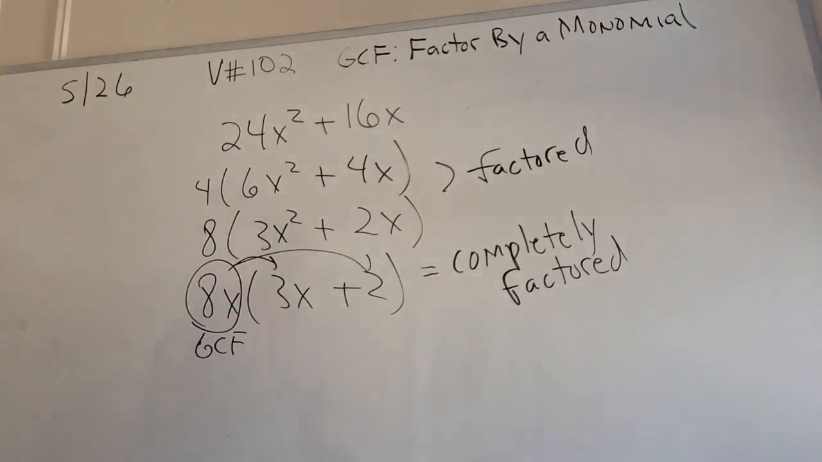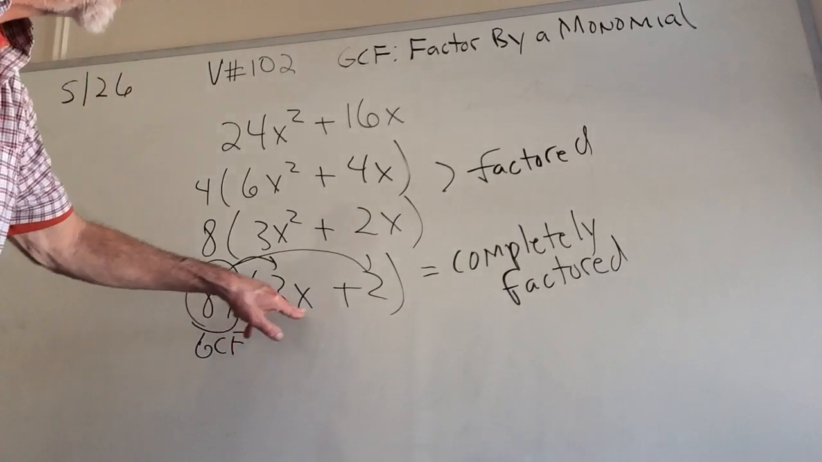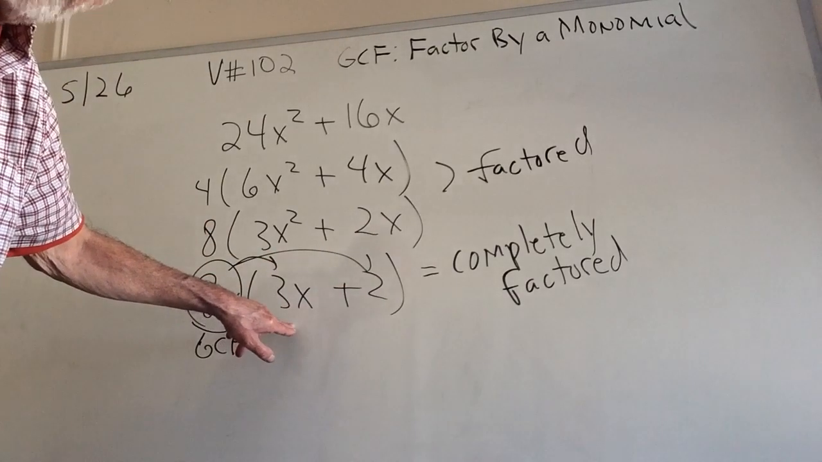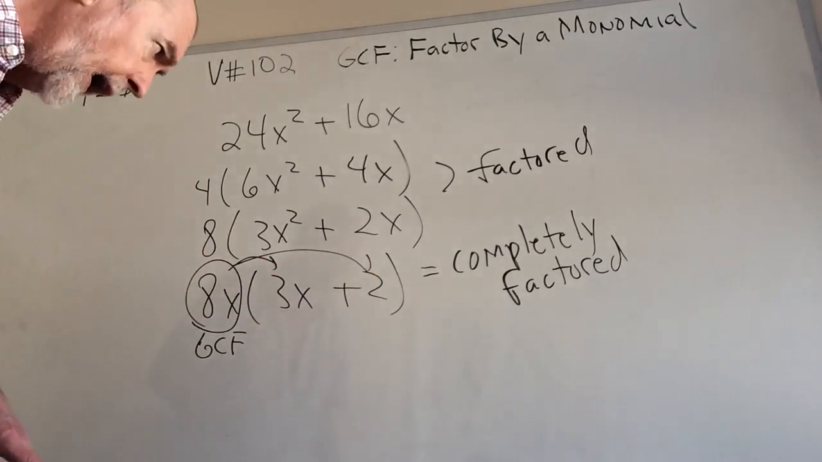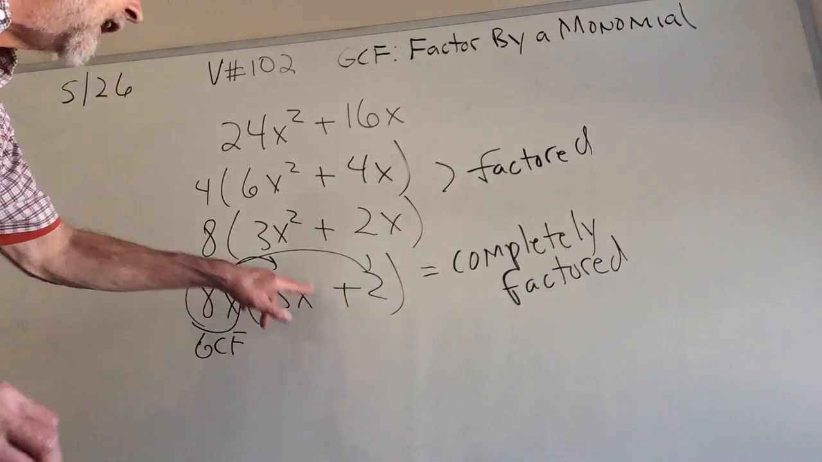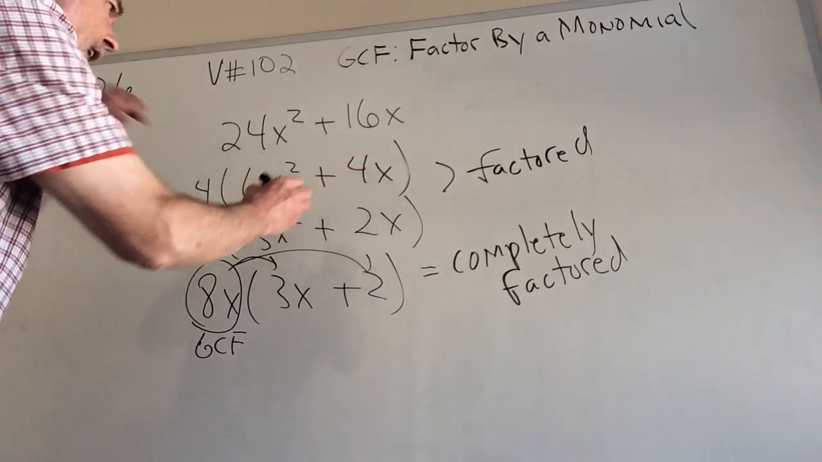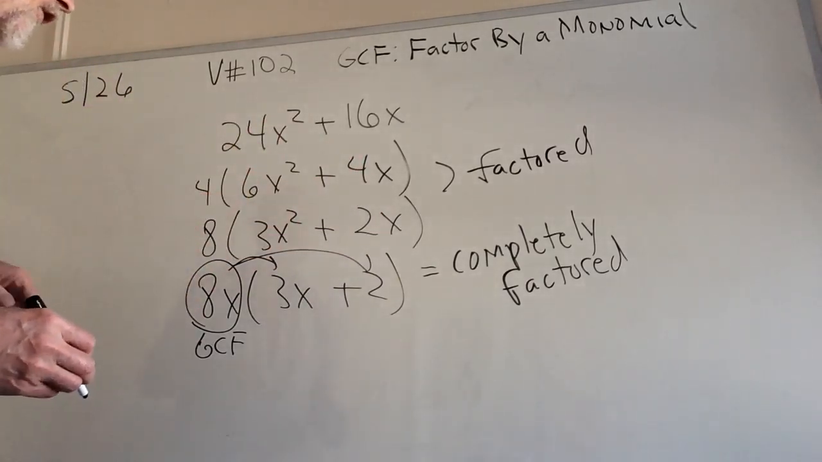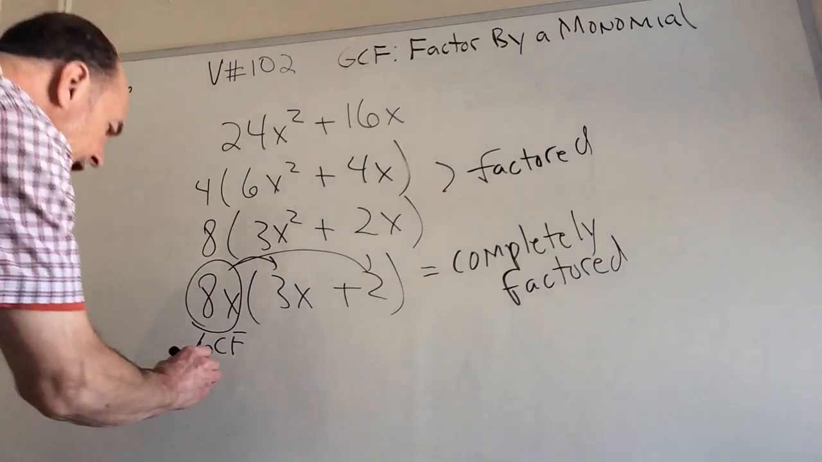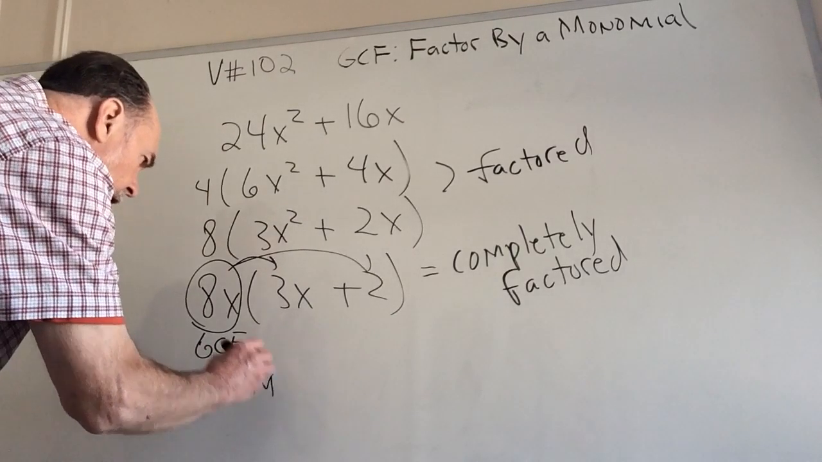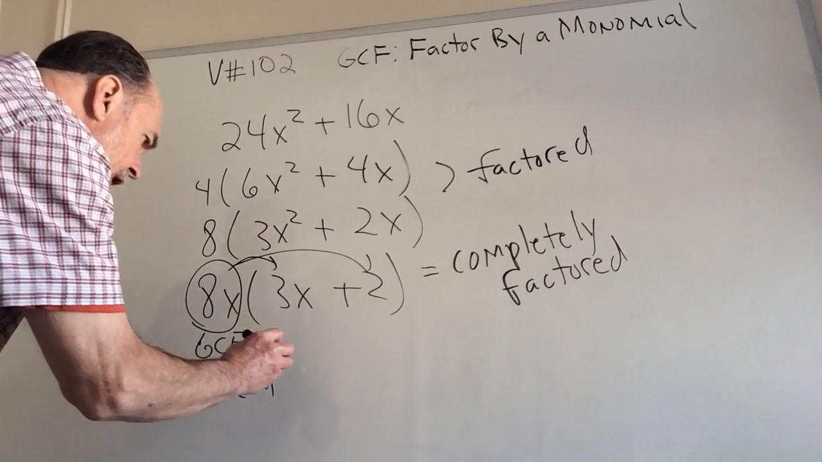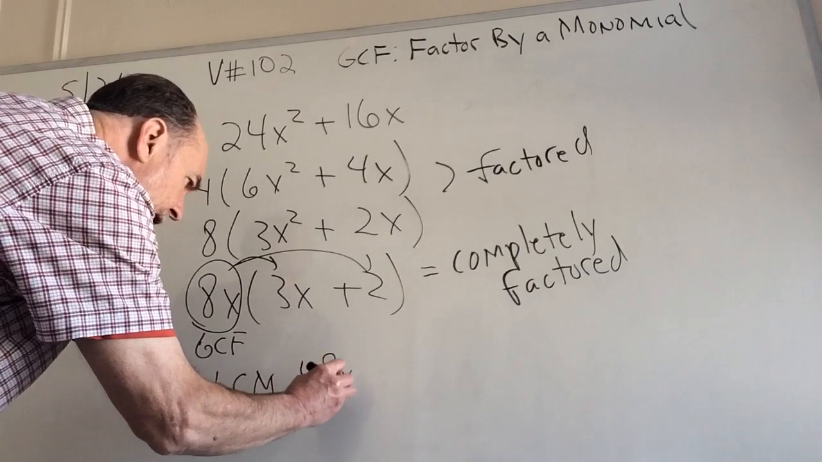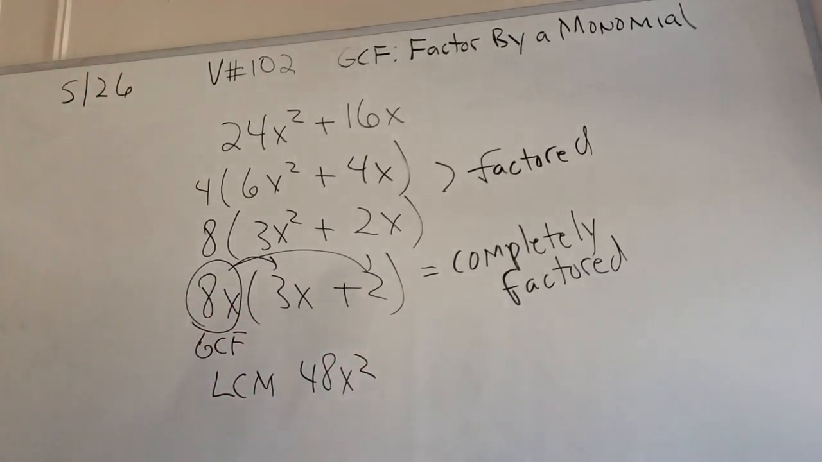And what's the LCM? Well, 3x and 2 are coprime. What do I mean by that? They don't share anything, only the 1. Okay? So that means that this is correct. Here they share the x. Here they share a 2 that turns into the 8. So what's the LCM here? Well, it's 8x times 3x times 2. So it's 48x squared. And I'm going to follow up these ideas down the road.